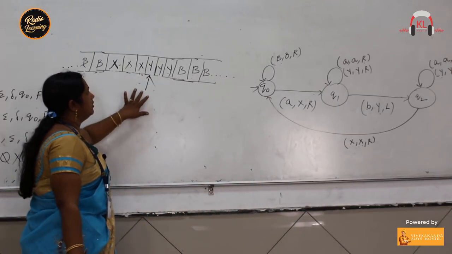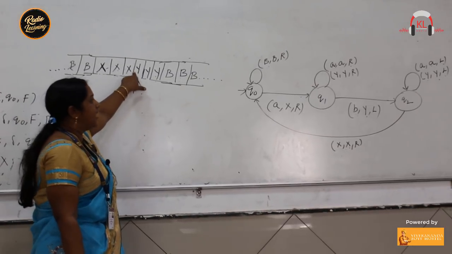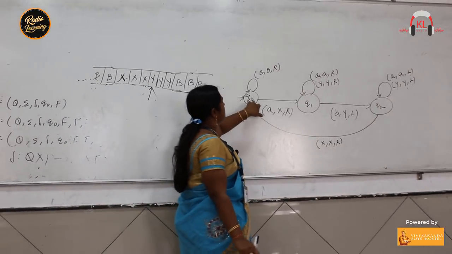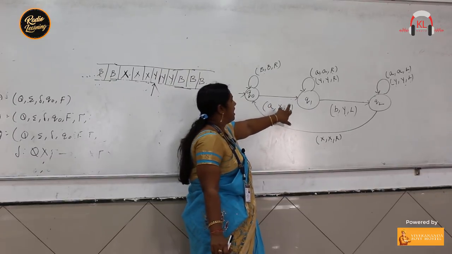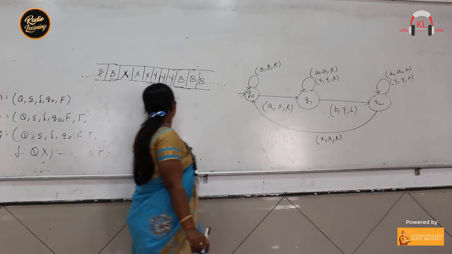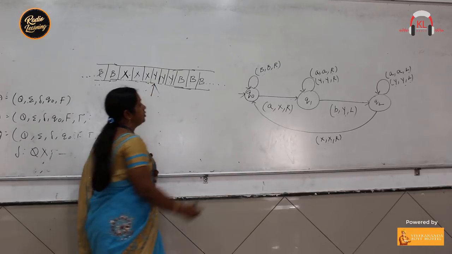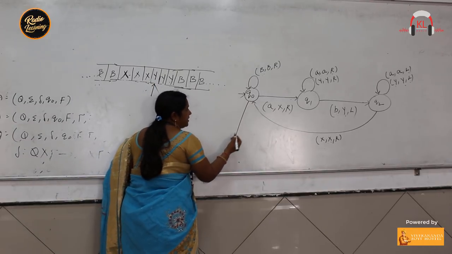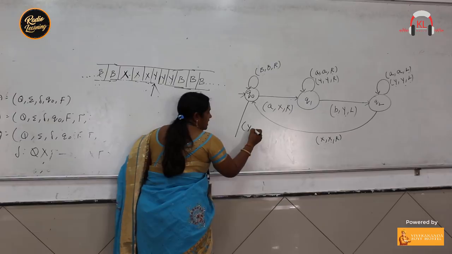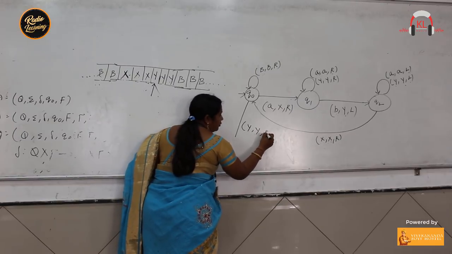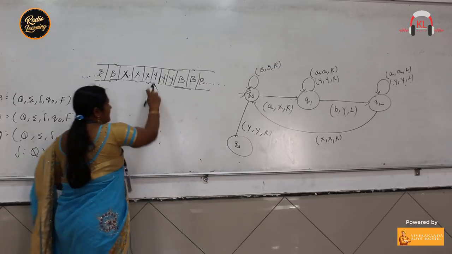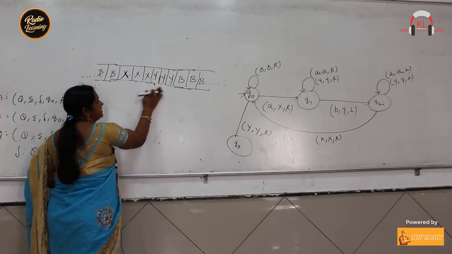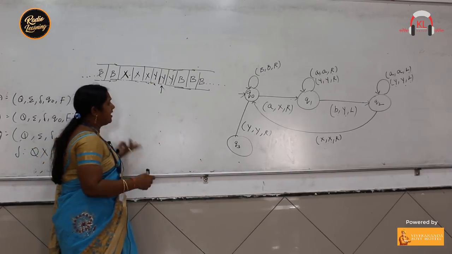Now my finite control head is pointing to this Y. But here from Q0, I am seeing input symbol A; that input is replaced with X and moving right. What will happen if I see the input Y? So I am designing one more state. If I find Y, keep it as Y as it is and move right and go to the new state Q3. Now I found Y, keeping Y as it is and moving forward. Again I found Y.